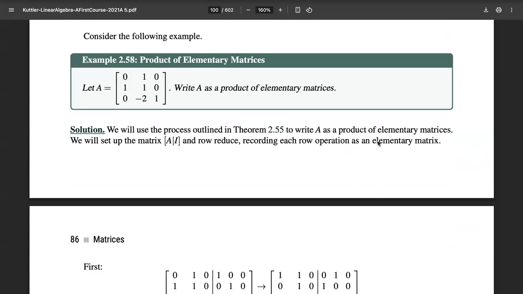So now let's look at a concrete example. Okay, so we are given this matrix A and we want to write it as a product of elementary matrices, right? And we just discussed that this only holds if A is an invertible matrix. So the idea is we want to find the elementary matrices. What we want to do is from the previous theorem, this holds when A is invertible.